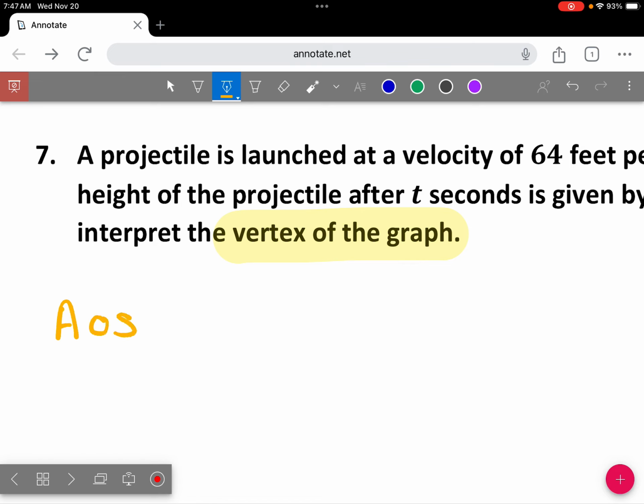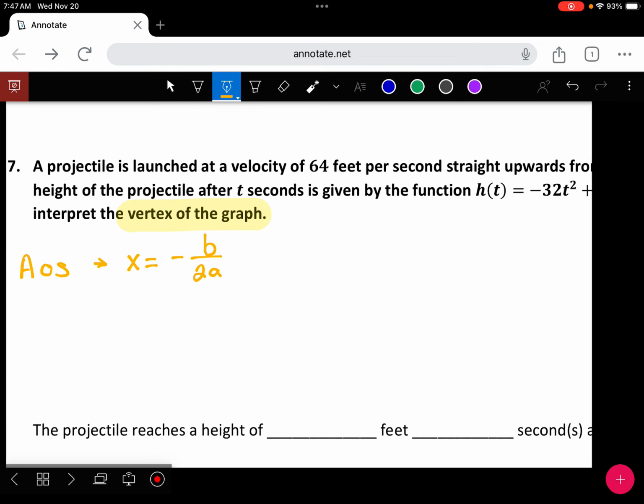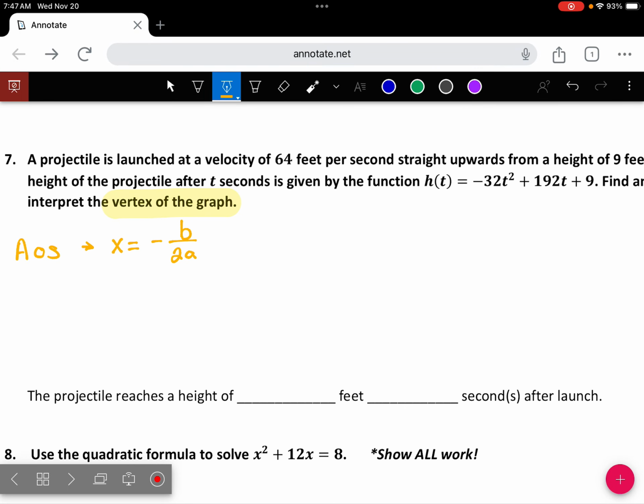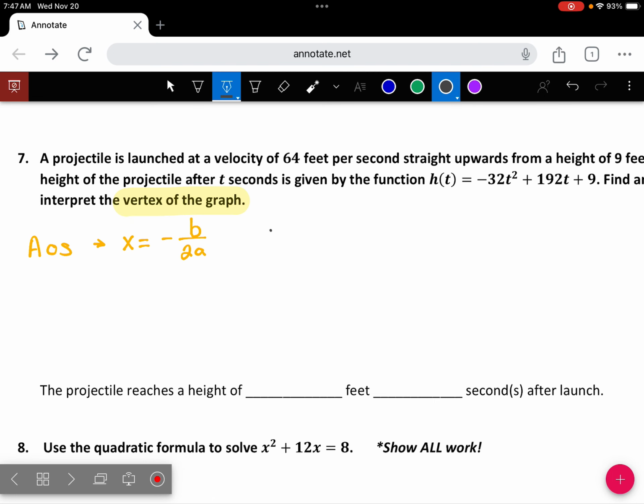So our axis of symmetry uses x equals the opposite of b over 2a. So that's the piece of the formula. We need to look at our equation here and fill in the pieces. What is our b value? 192. So our x equals the opposite of 192 over 2 times our a. What's our a? Negative 32.